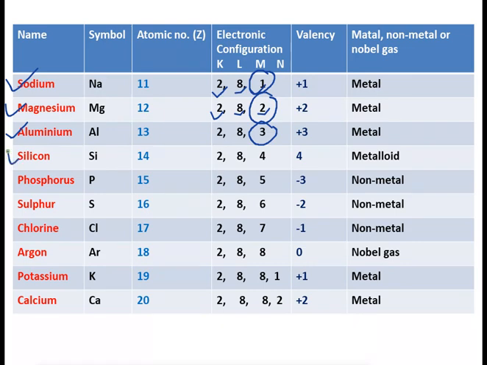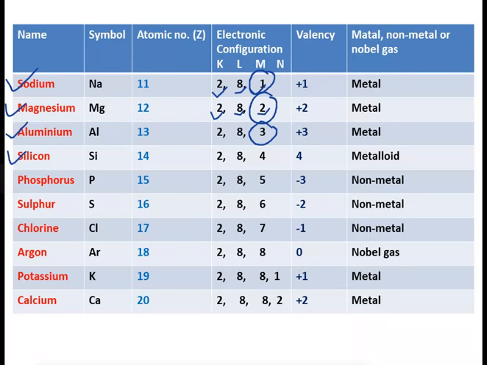Next we have silicon, Si, atomic number 14. Electronic configuration is 2, 8 and 4. In the outermost shell, 4 electrons are present. So these 4 electrons can be shared with any other element, right? To become stable. So it is having a valency of 4, and silicon is a metalloid which has some properties of metals and some properties of non-metals.